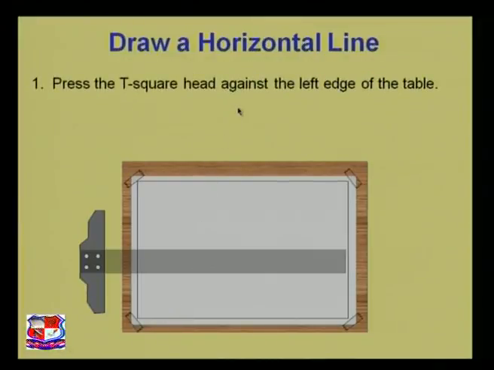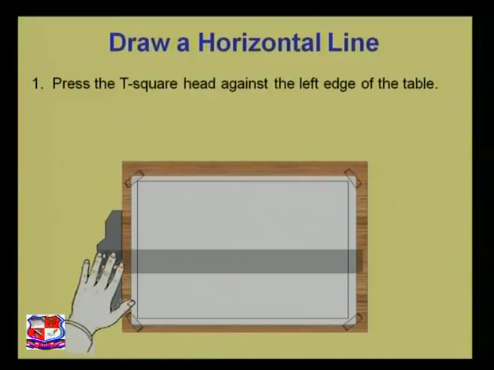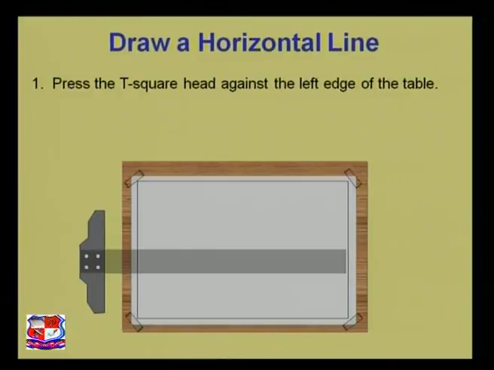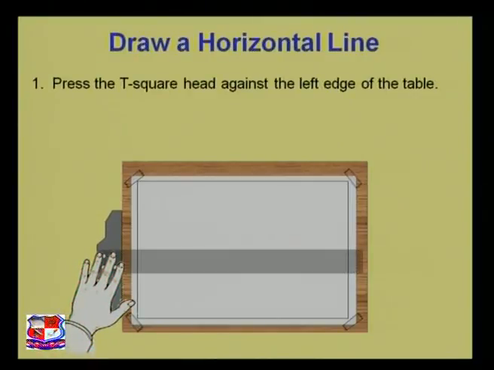Place the T-square head against the left edge of the table. As you can see in the figure, the T-square head is placed against the left edge of the table. This is the left edge and this is the right edge. Now what next? Coincide the head with the left edge of the drawing board. Coincide the T-square properly, parallel to the drawing board.